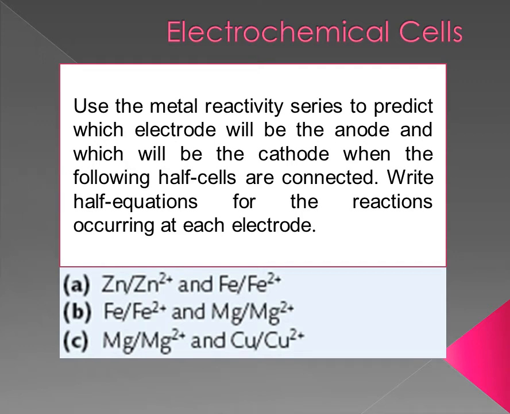Electrochemical cells, also called galvanic cells. This is the topic of this video. Use the metal reactivity series to predict which electrode will be the anode and which will be the cathode when the following half cells are connected. Write half equations for the reactions occurring at each electrode. And we have 3 questions. We need to answer them.